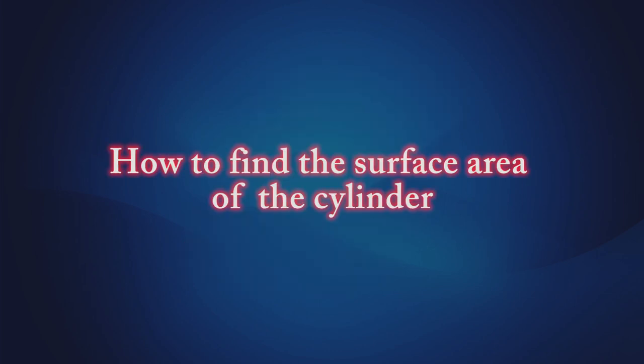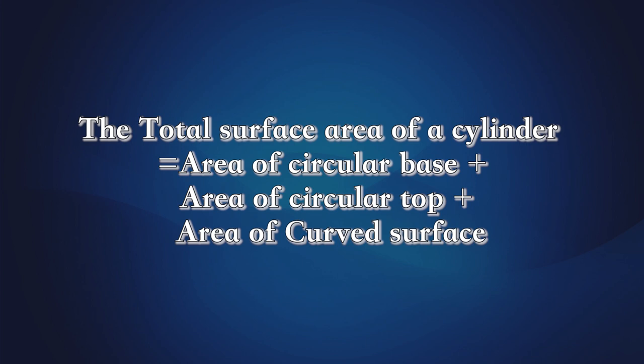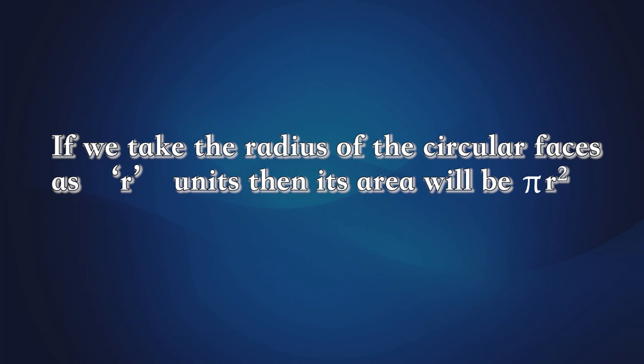But the one which is given in this figure is not a right circular cylinder because the line joining the centers of the circular faces is not perpendicular to the base. Now, let us discuss how to find out the surface area of the cylinder. The total surface area of a right circular cylinder is equal to area of circular base plus area of circular top plus area of curved surface. If we take the radius of the circular faces as r units, then its area will be pi r squared.